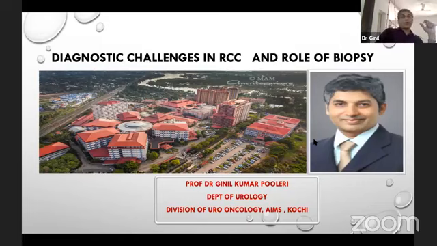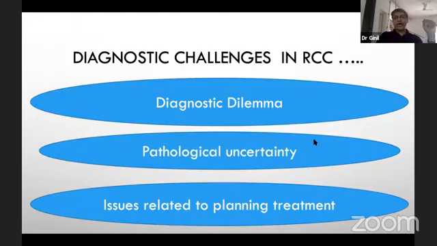The topic which I am going to discuss is diagnostic challenges in RCC and the role of biopsy. Dr. Srivatsa has given a good background for my discussion. I'm just discussing a lot of issues based on a few cases. And I'll be going a little into the role of biopsy, because Dr. Srivatsa has already discussed. So all the diagnostic challenges happen because of some diagnostic dilemma in the evaluation, pathological uncertainty, and issues related to planning the treatment.